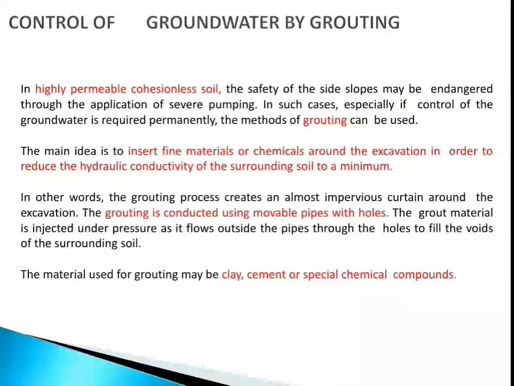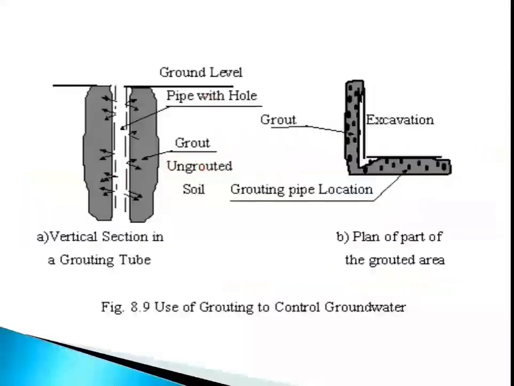The grouting is conducted using a movable pipe with holes. The grout material is injected under pressure as it flows outside the pipes through the holes to fill the voids of the surrounding soil. The material used for grouting may be clay, cement or special chemical compound. So we can see the schematic diagram of the grouting control of groundwater.